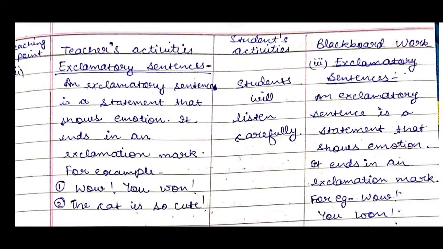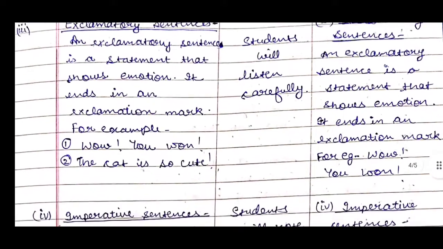Next is exclamatory sentences. An exclamatory sentence is a statement that shows emotion. It ends in an exclamation mark. For example, wow, you won, the cat is so cute. It is a statement that shows emotion, how we are feeling. Students will listen carefully, and the blackboard work is we'll write the definition on the board with the example. We can write it in short also.